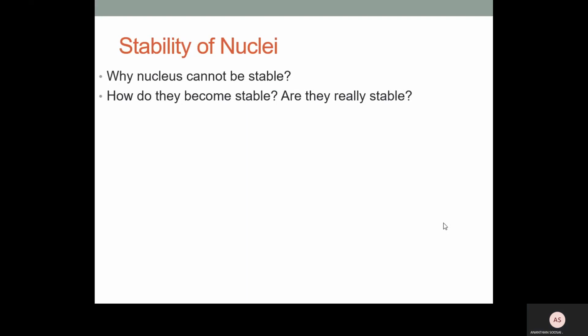Okay, next question. How do they become stable? Are they really stable? The big nucleus breaks into smaller nuclei and achieves more stability. But are they really stable? No, they are going to break further. So where are they going to stop? What is the most stable nucleus in the world? Anyone? General knowledge, maybe. What is the most stable nucleus ever found?